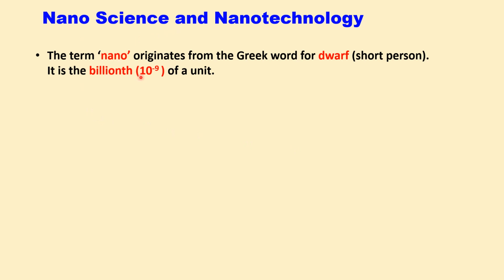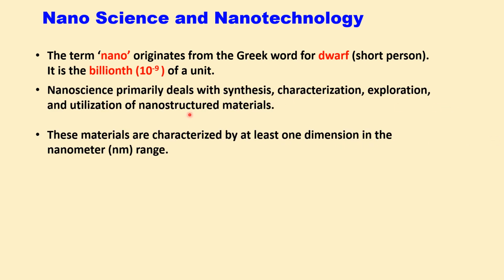So how small is nano? Nano originates from the Greek word for dwarf, and it is a billionth, 10 to the power minus 9, of a unit. It deals with the synthesis, characterization, and utilization of nanostructured materials, and these materials are characterized by at least one dimension being in the nanometer range.